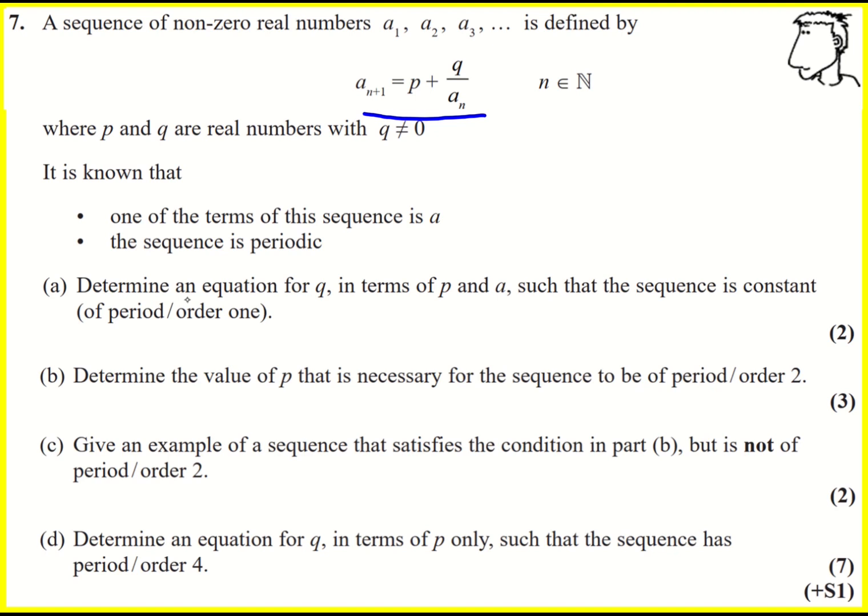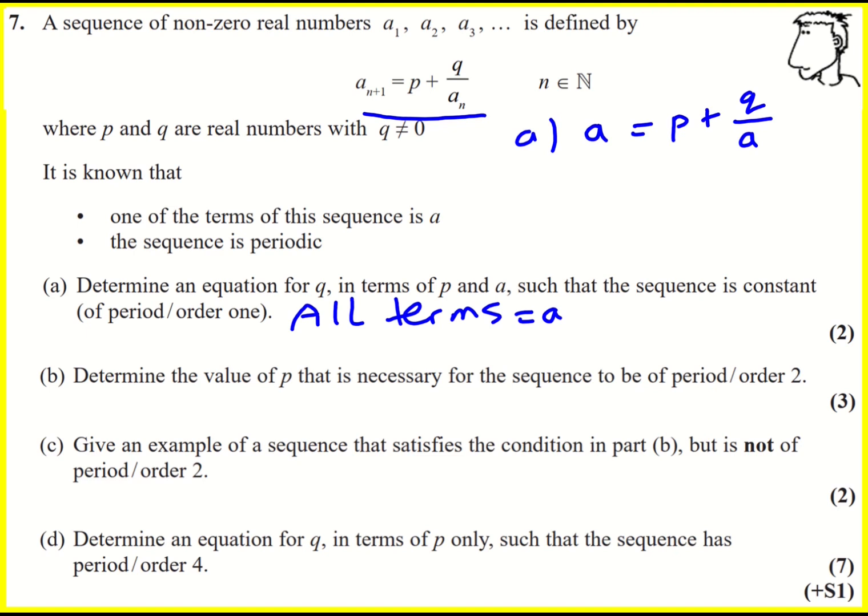In part A, we're asked to determine an equation for q in terms of p and a such that the sequence is constant, so of period order 1. So that means all the terms are going to equal a. And therefore, because I know that the first term, let the first term be a, I guess, but it doesn't really matter, I can just say that a must equal p plus q over a.